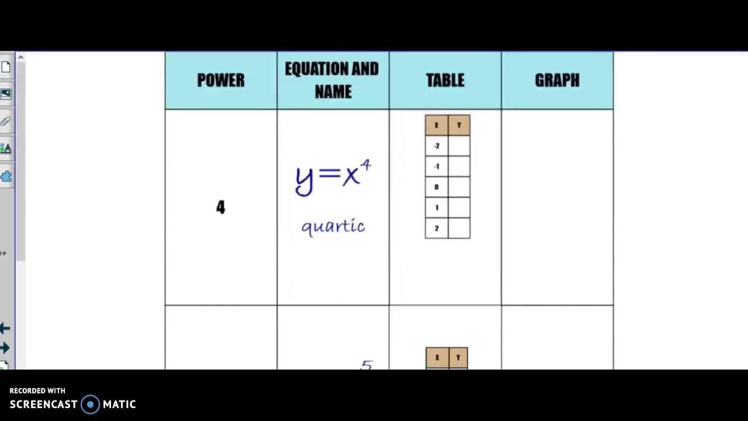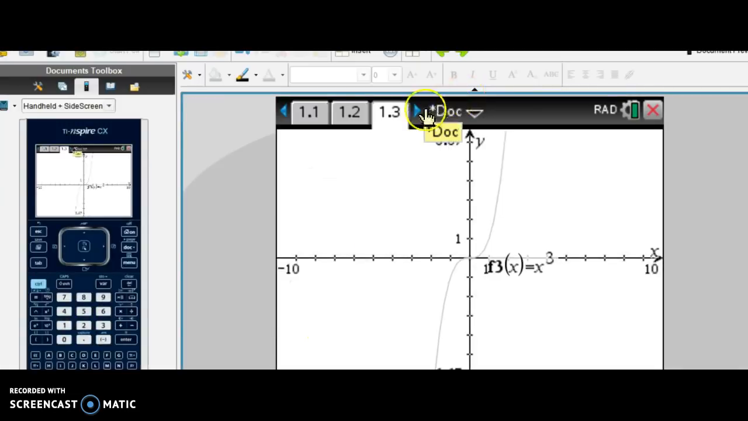Y equals x to the fourth is going to be called quartic. If I do negative 2 to the fourth, that would give me a positive 16. Negative 1 to the fourth would be 1, 0 gives 0, and then those would reflect over to be 1, 1, and 2, 16. If we plot those points on an xy axis, that would look parabolic.